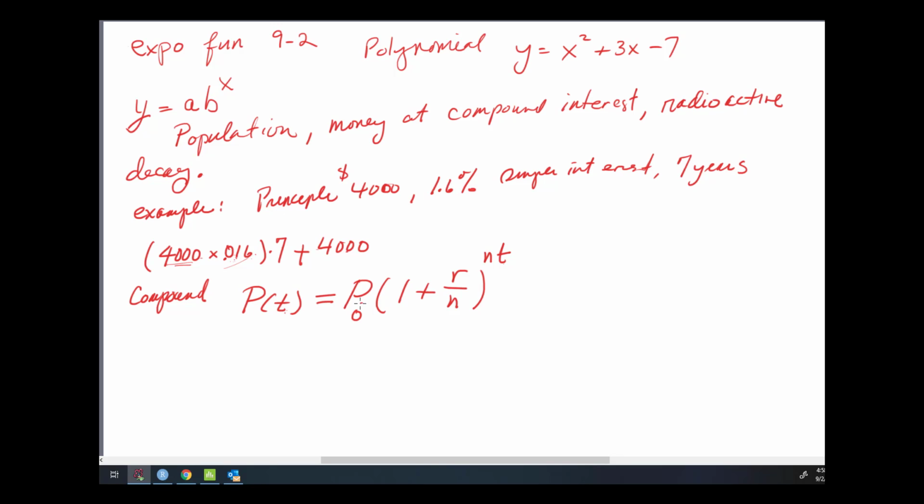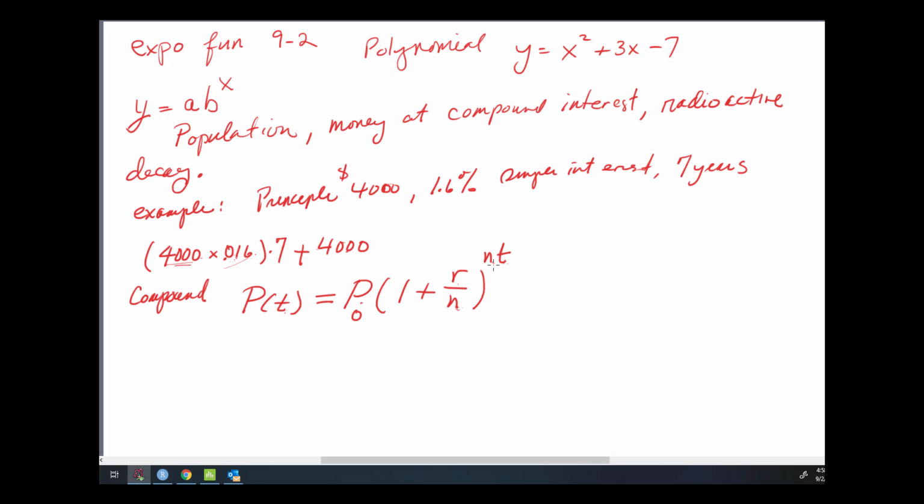So P naught is what you started out with. R is this simple interest rate that we agreed to. N is the number of times per year that we're going to compound your money. Now it could be 1 or it could be more than 1. It could be monthly, in which case N would be 12. And NT, the product, is the exponent now, and NT would be the number of compounding periods.